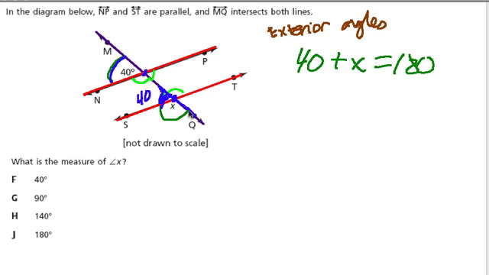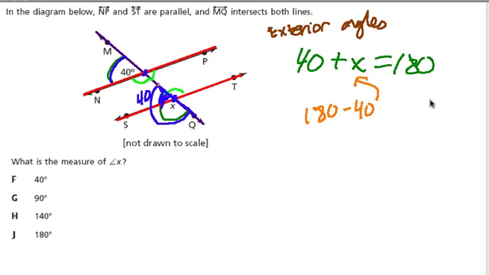So that's 40 degrees, and that blue angle right here is on the same line as our X. And together, what do those two angles have to add up to? Well, if they're on the same line, they have to add up to 180. So that's the basic idea of this problem. And to figure it out, I would just subtract 40 from 180 to find the missing value.